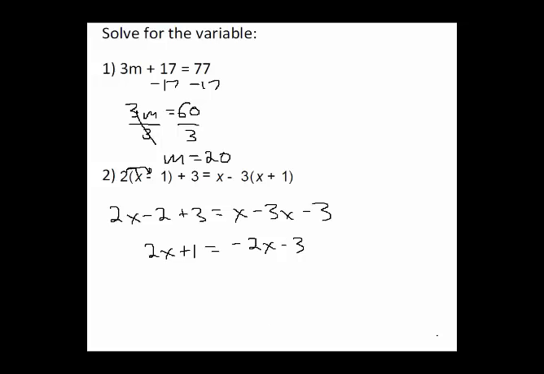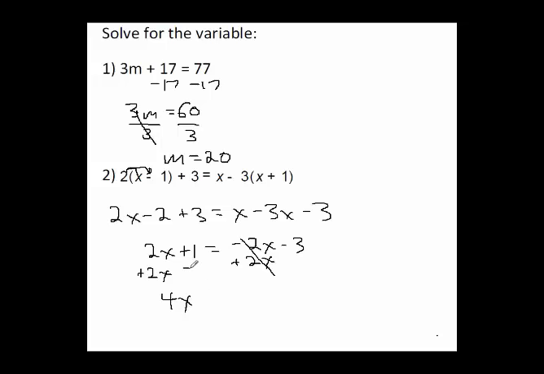We want to try to get letters on one side and numbers on the other. So we can move the x's to the left side and the numbers to the right side, or vice versa. It really doesn't matter. But let's try to keep things positive, so to speak. By adding 2x to this side to get rid of this term, add 2x to this side to get rid of this term, and now we've got 4x on this side.